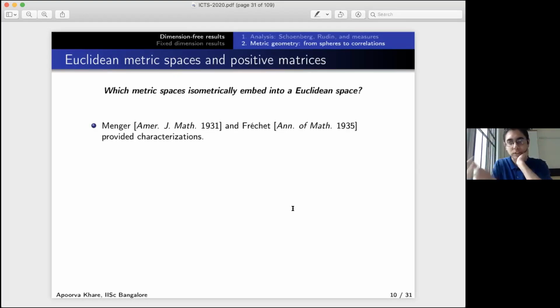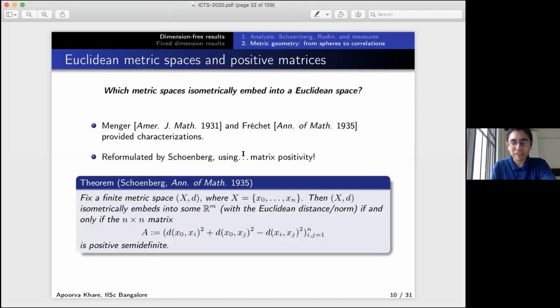Menger in 1931, Fréchet a few years later. Schoenberg, so I want to tell you how Schoenberg got to this result of his on preservers. He started by understanding Fréchet's result, and in the very next article in the same volume of the Annals, Schoenberg proved the following result, and he reformulated metric space embedding using matrix positivity. So fix a finite metric space with n+1 points. Remember, all the data of this metric space is embedded in the distance function, or in other words, in the distance matrix, which is an n+1 by n+1 matrix.